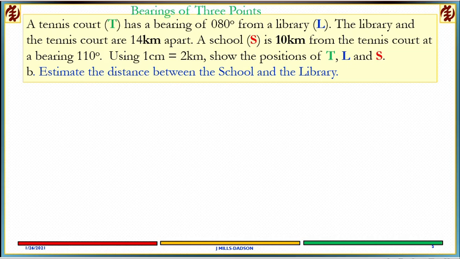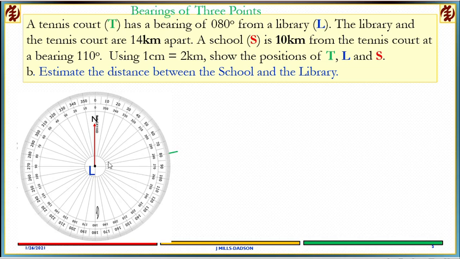So there's so much involved in this question, and at the end we have to estimate the distance between the school and the library. You need to try and go step by step. So we have a tennis court, a library, and a school. From the library, which means our starting point should be the library. Library to tennis court, measure an angle of 80 degrees. So from the library, create your north line, measure 80 degrees.